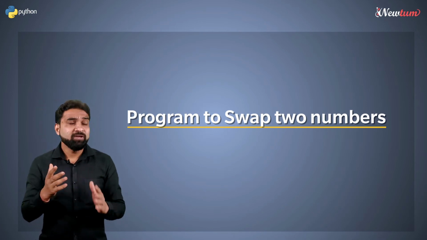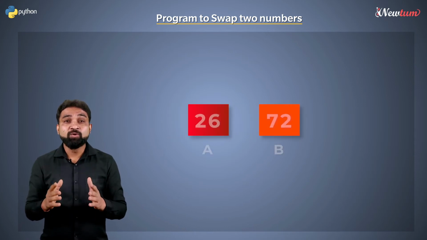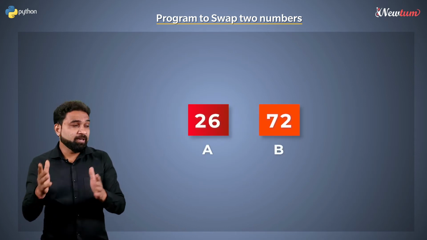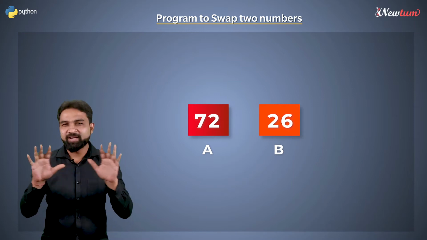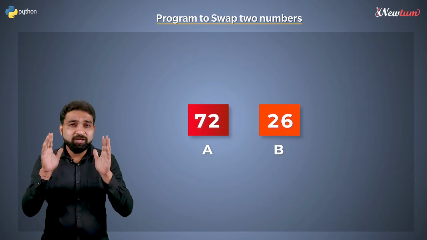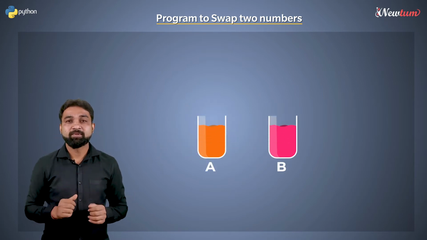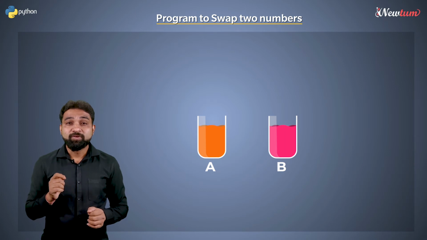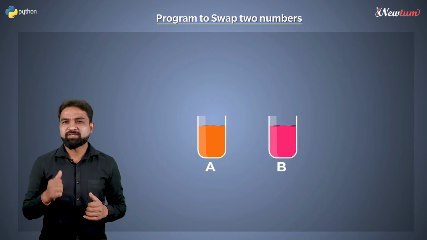So, precisely what is swapping? Swapping means taking the value from the variable A to variable B and vice versa. For a moment, forget about programming. Just assume we have two containers, A and B. And now, we need to take the content of A into B and vice versa.